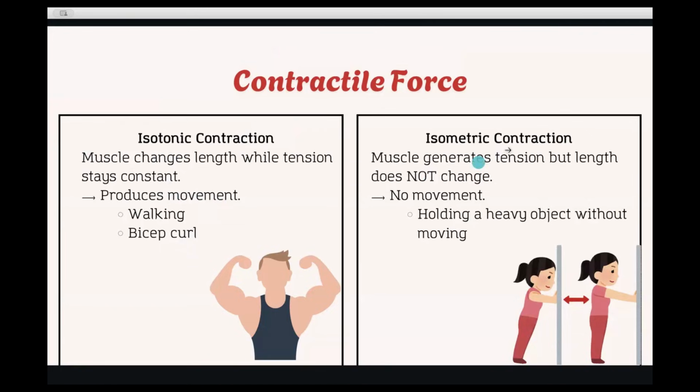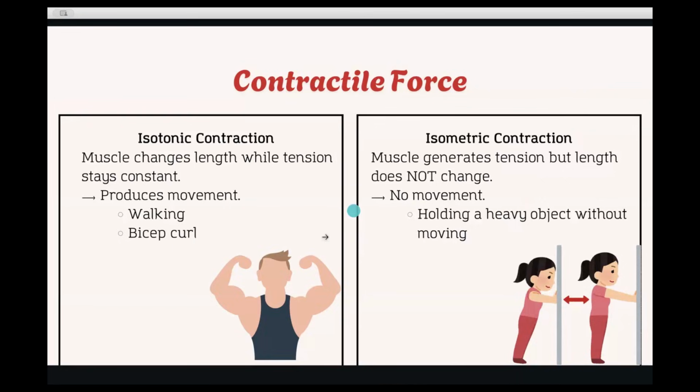The isometric contraction, on the other hand, generates tension, but there is no length change. So I am increasing my tension. For example, imagine just pulling against the wall. You are generating a lot of tension, but the length of the muscle is not changing because you're not producing movement. An example is holding a heavy object without moving.